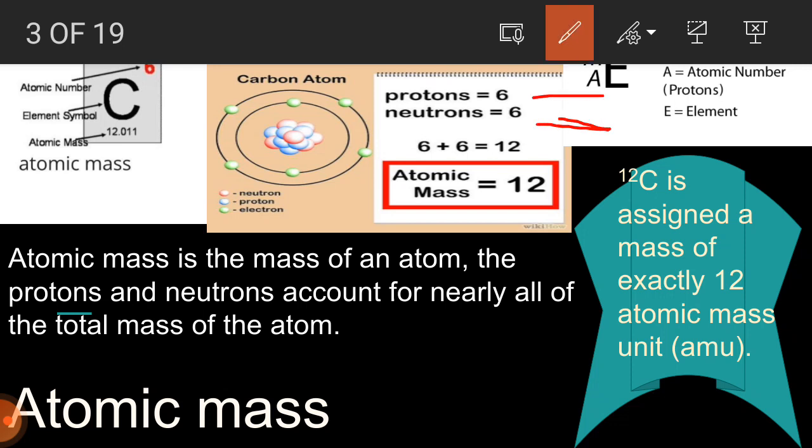So if we add the number of protons and neutrons, we'll get the atomic mass, and the atomic mass for carbon atom is 12. While writing the element symbolically, we mention the symbol in the center, the atomic number at the top and the atomic mass at the bottom. To be specific, the atomic mass of carbon atom is 12.011.